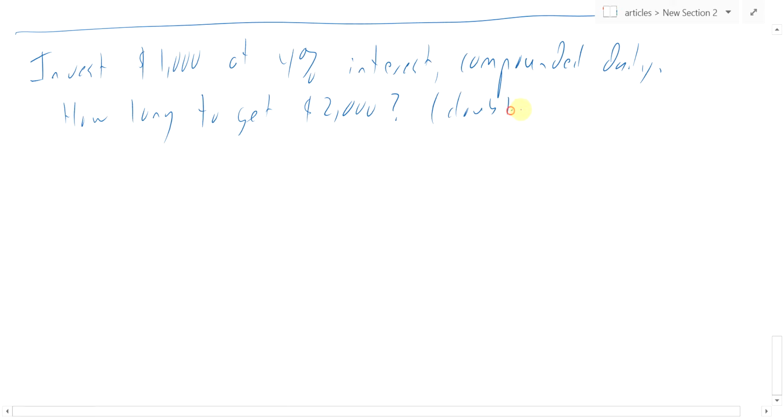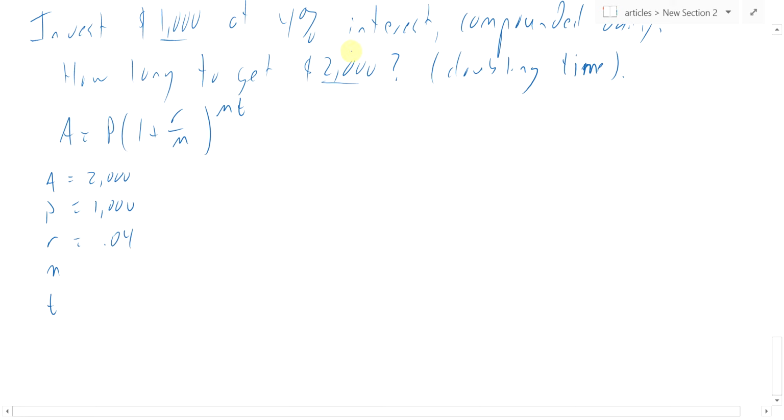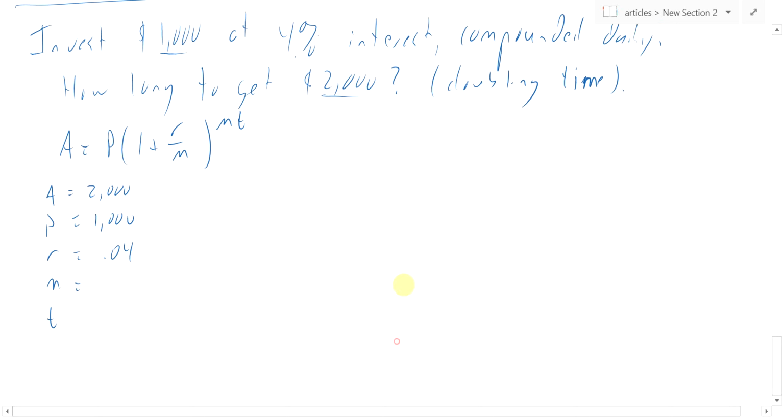And so what we're actually looking for here is the doubling time. How long does it take your money to double? Okay, well, the formula, which you ought to memorize, is that. There's our compound interest formula: A, P, R, M, and T. So the amount you want in the future is $2,000. The amount you're investing is $1,000. The interest rate you're getting is 0.04. Remember, percentages have to be turned into decimals. The number of times you're compounding a year, well, if you're compounding daily, that's 365.